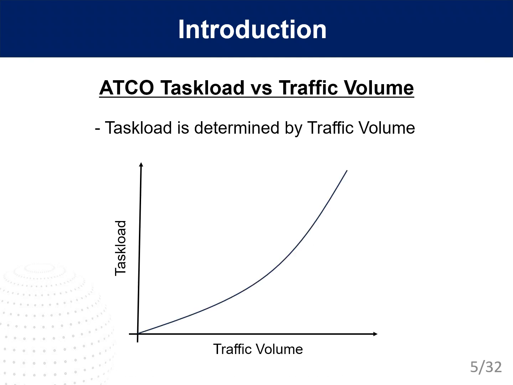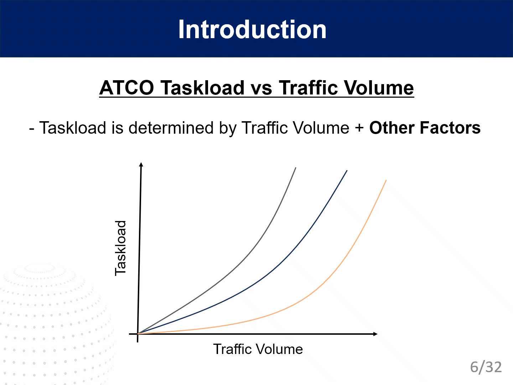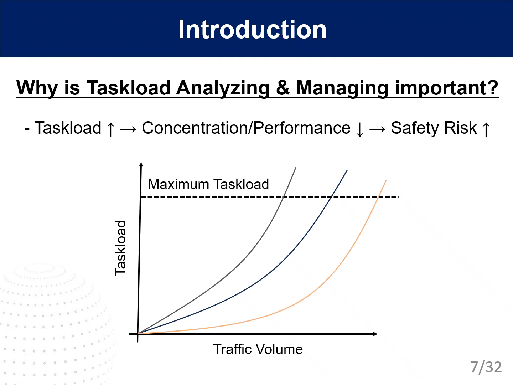Here we can see the relationship between air traffic controller task load and traffic volume. As the graph shows, task load increases as traffic volume increases, which is quite obvious. But the task load is not determined by traffic volume alone, but also by other factors such as weather, airspace structure, or operational complexity. So at this point, let's talk about why analyzing and managing task load is important.